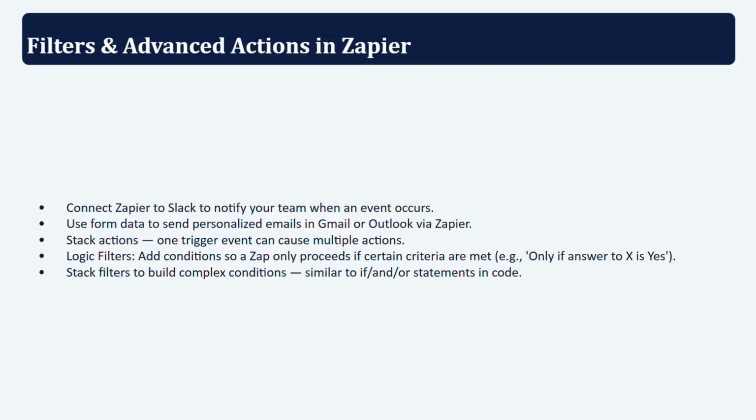Now here are logic filters. You can make a Zap proceed only if a specific criteria is met. So this will help you filter your triggers for what is there. Now, if you put multiple filters together, it'll help you reel in everything that matches the filters you set.